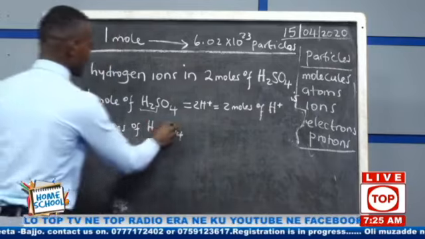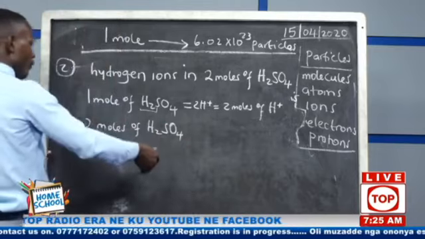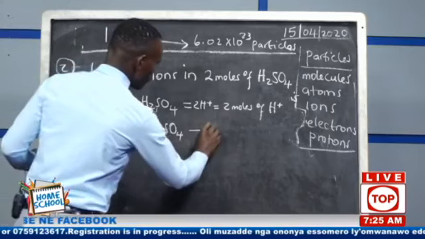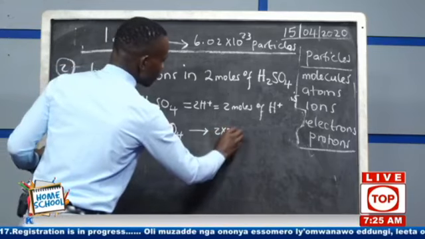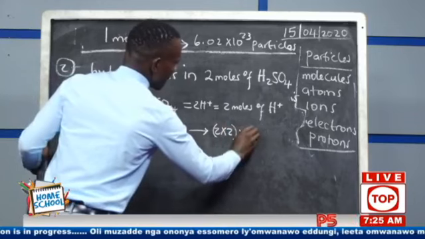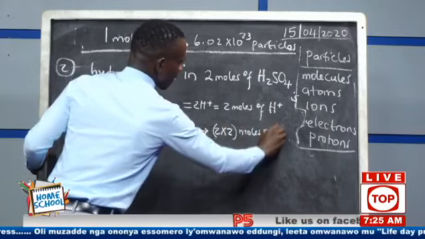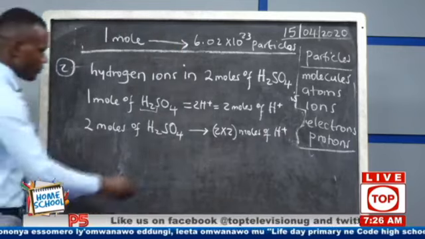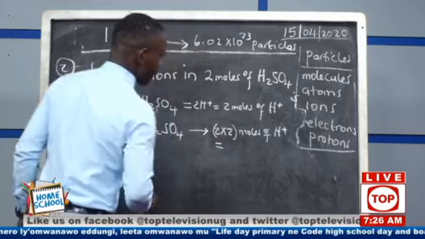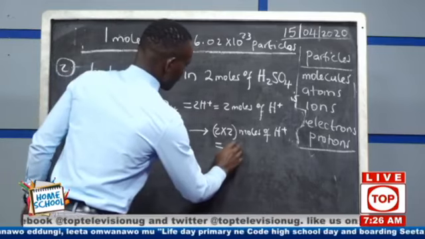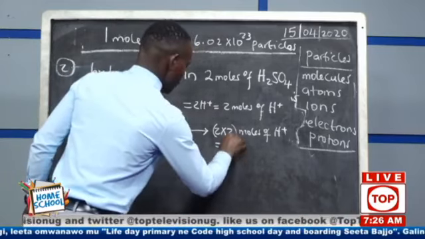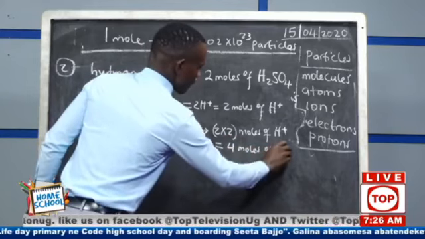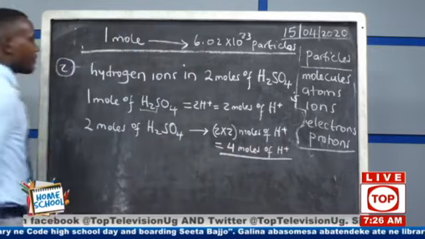This one is simple mathematics here. If you have 2 in 1, what about in 2? That means in 2, we shall be having 2 times 2 moles of hydrogen ion. When we put it into our calculator or use our head, we can say 4 moles of hydrogen ions. That's very important.